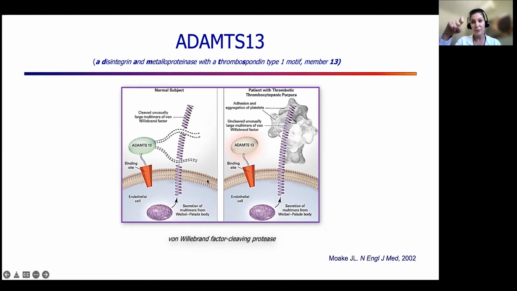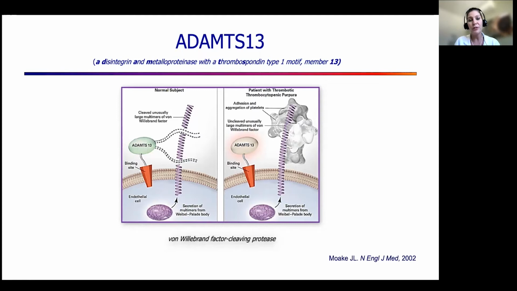Usually it is flipped, but when there is shear stress, it unfolds and becomes an anchor for platelets in order to stop a bleeding. The enzyme ADAMTS13 then comes into its role and cleaves these huge multimers of von Willebrand factor and stops the platelet adhesion. Therefore, you don't have a clot.